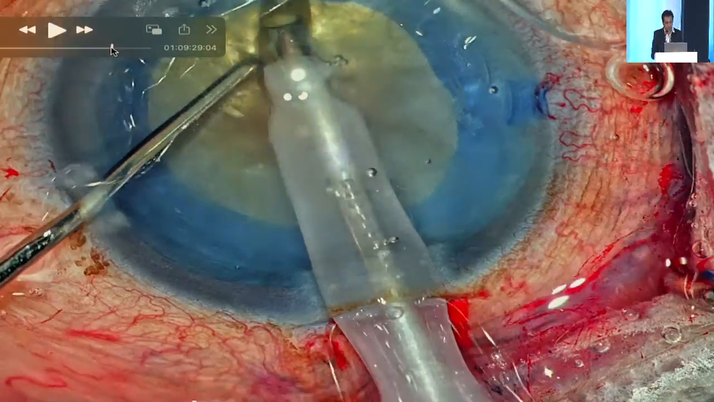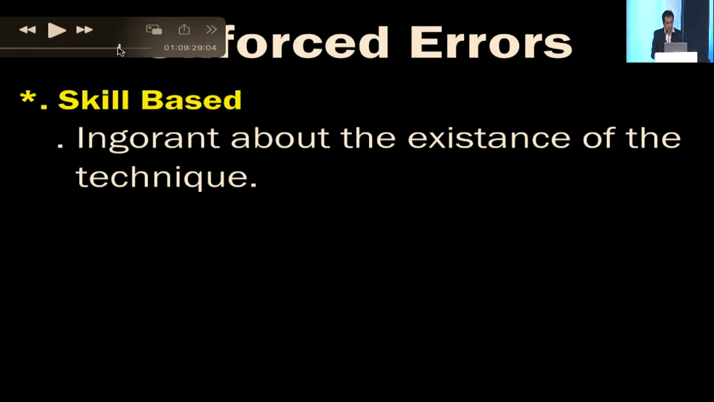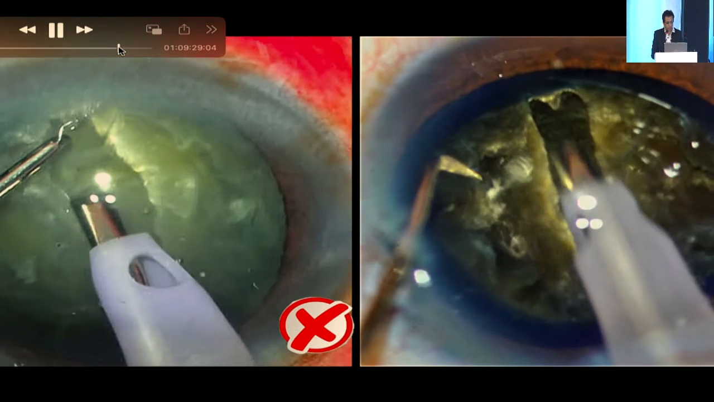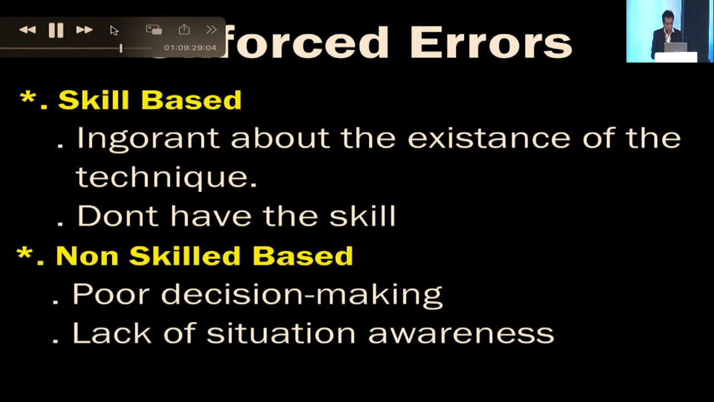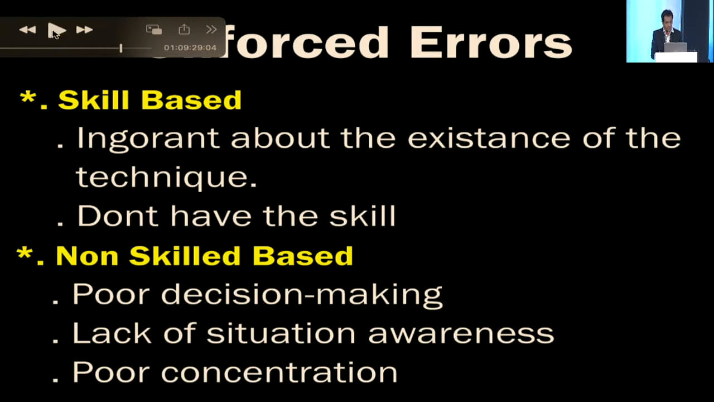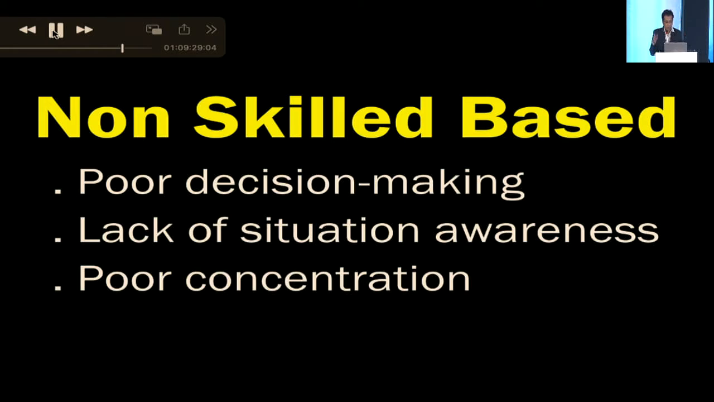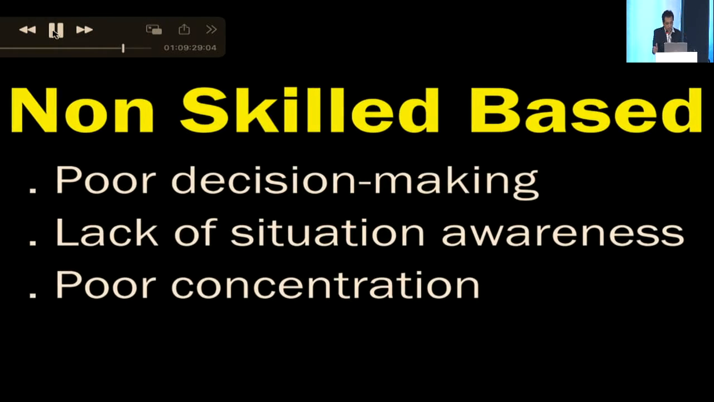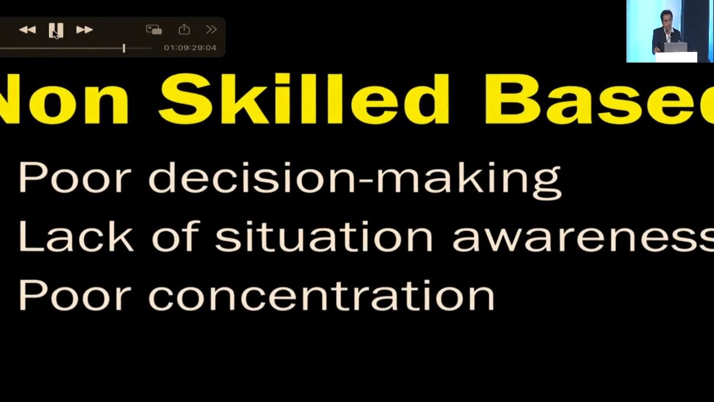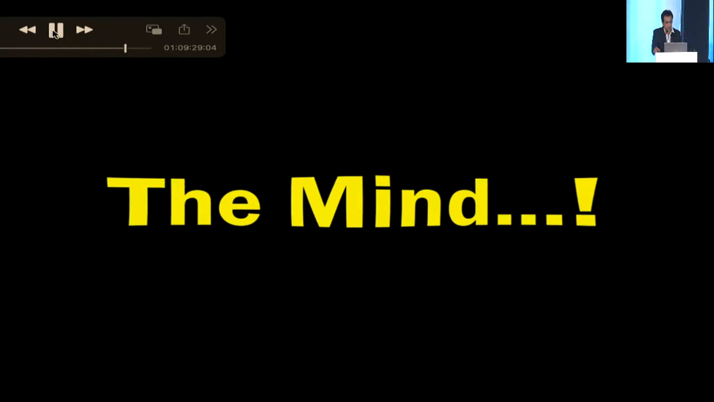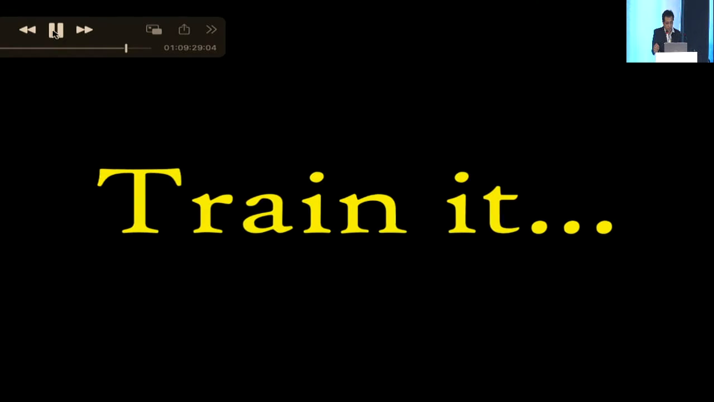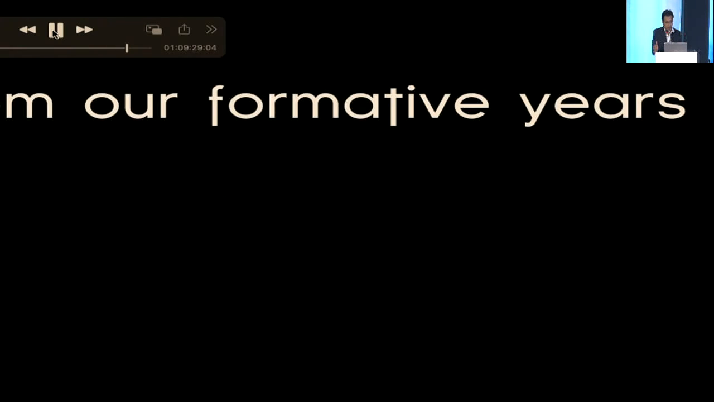For the shortage of time, I'd just like to go in and conclude so that we can have some time for discussion. So unforced errors can be skill-based or non-skill-based, and I would like to really emphasize that once you get your knowledge right, then focus on developing your non-skill-based acts. Decision making, lack of situational awareness and concentration level drop are the most common reasons for complications happening. The problem really is in the mind, and it's mandatory that we train it.